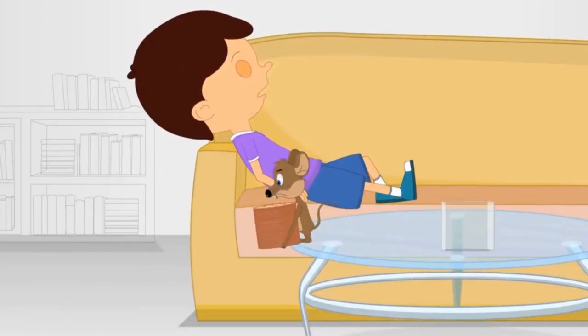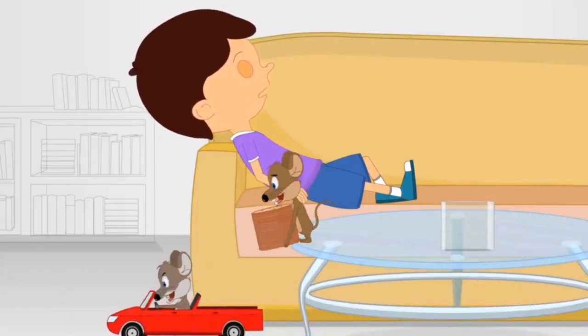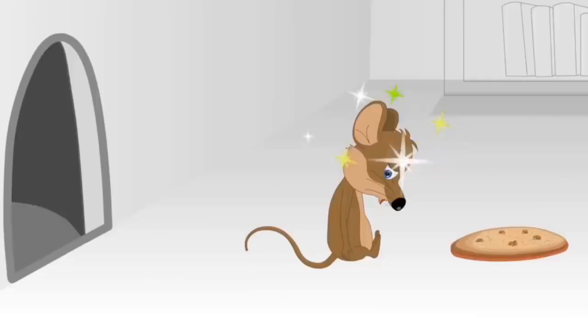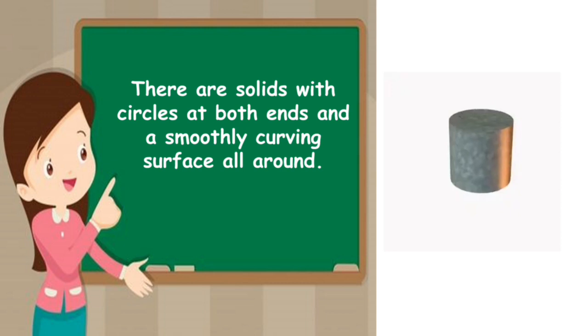Wait! Can you see any geometrical shape in the pile of biscuits? Is it a prism? No, it's not a prism. Then, what is it? There are solids with circles at both ends and a smoothly curving surface all around. You have seen several instances of such objects, solid and hollow, haven't you? Let's have a look. Pillars, wood, candle, etc.